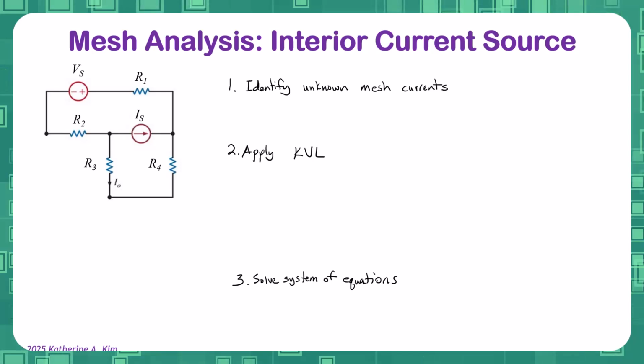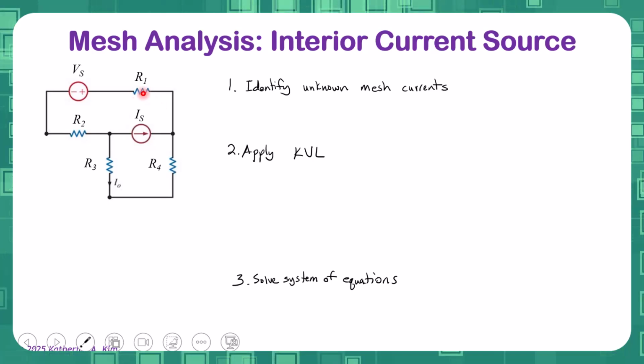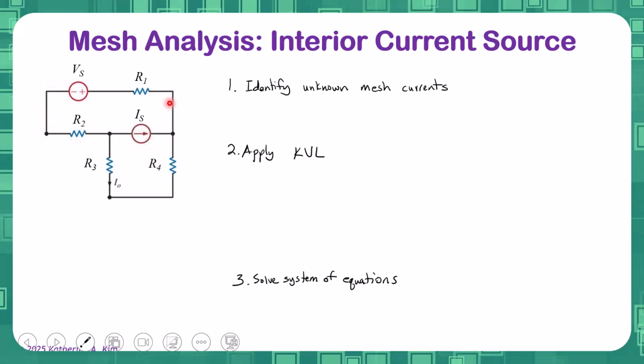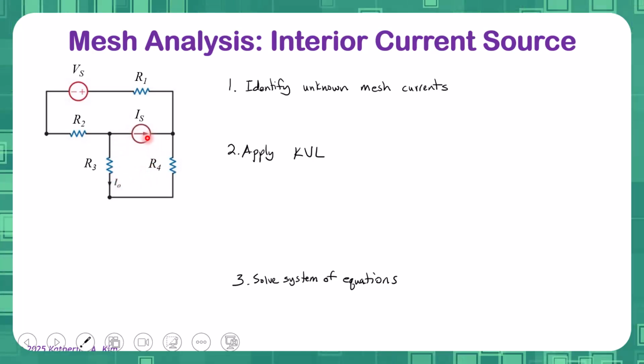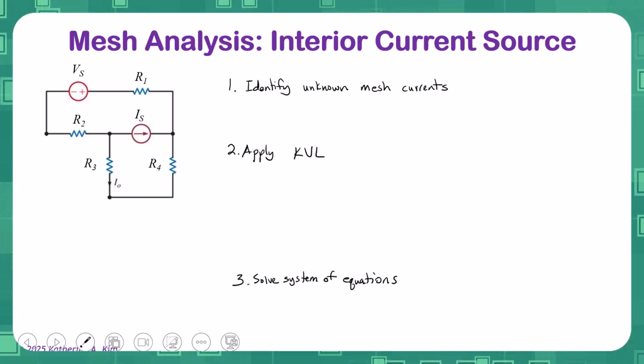All right, here we're looking at mesh analysis when we have the particular case of having an interior current source. The interior current source is here. That means that it's not on the edge, but it's actually inside the mesh circuit, meaning there's two different meshes that interact with it. We'll find that if we apply the conventional mesh analysis, there's a little bit of a problem in writing the KVL, and we'll talk about how to overcome that using a super mesh.